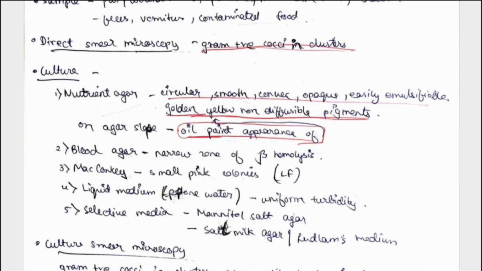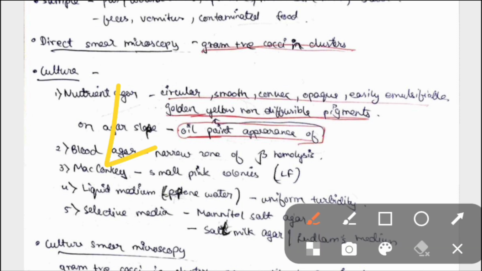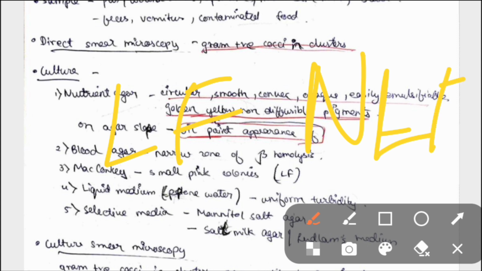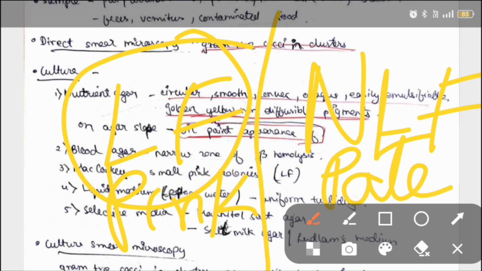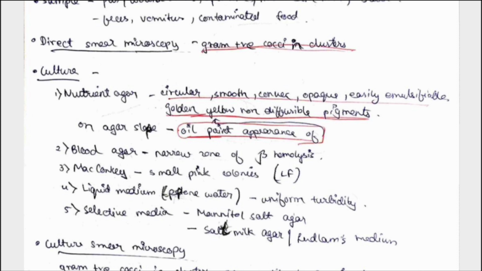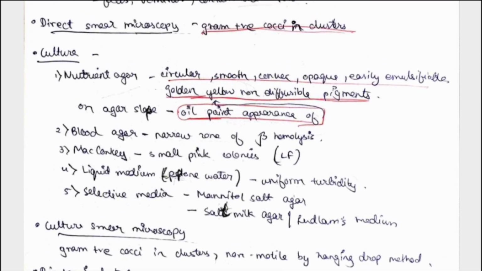MacConkey agar is a differential media which differentiates between lactose fermenters and non-lactose fermenters, LF and NLF. Lactose fermenters occur as pink color, and non-lactose fermenters occur as pale color. These are lactose fermenters, therefore they occur as small pink colonies. Liquid media is peptone water, with uniform turbidity. Selective media are mannitol salt agar, milk salt agar, and Ludlam's medium.